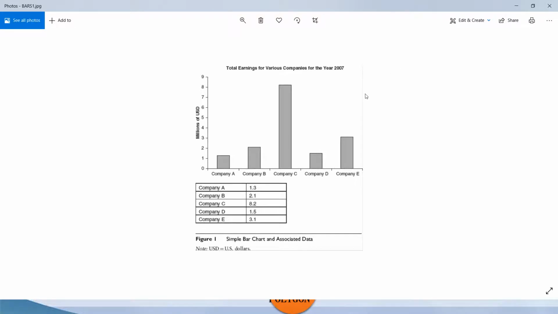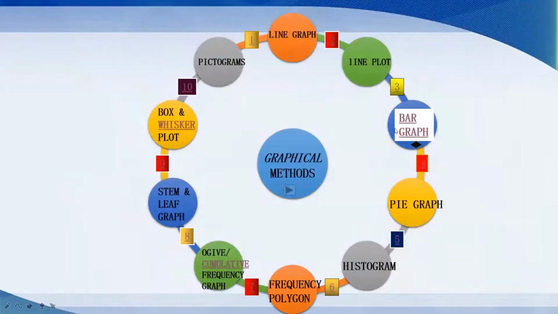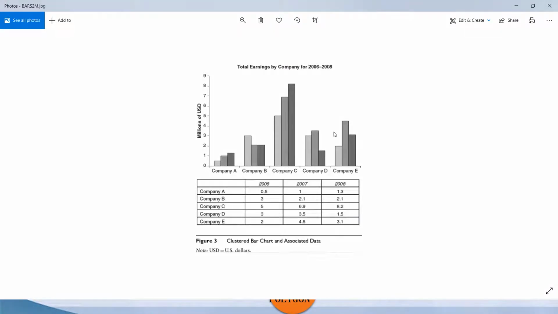Okay, next let us see what is the multiple bar diagram. This is how a multiple bar diagram looks, and here I took the earnings of different companies for 3 years, 2006, 2007 and 2008.